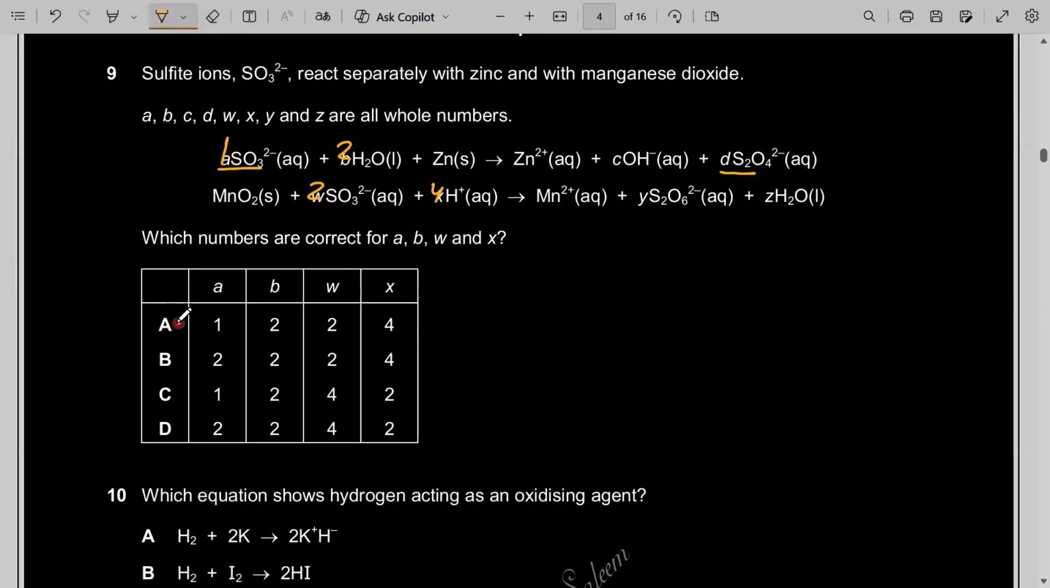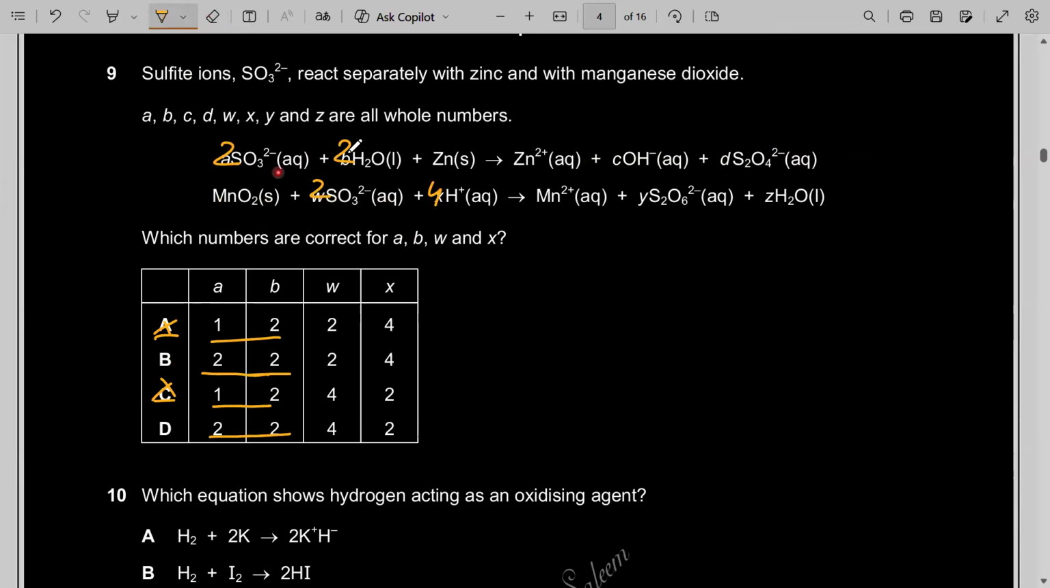And we can see in the table below that both option A and option C have exactly the same combinations for the first equation, 1 and 2, 1 and 2. So that means A and C both are incorrect. Now look for the other combinations. According to this, option B and D both have the same combinations for the first reaction, 2 and 2 for A and B, and then the difference lies between W and X. In option B, we have 2 and 4. So W becomes 2 and X becomes 4.